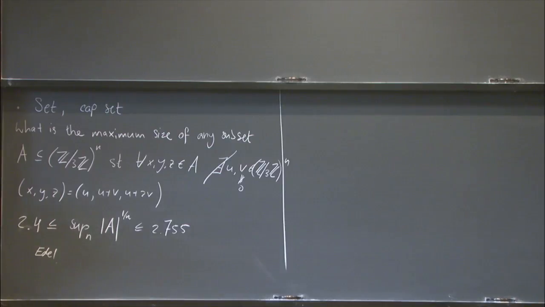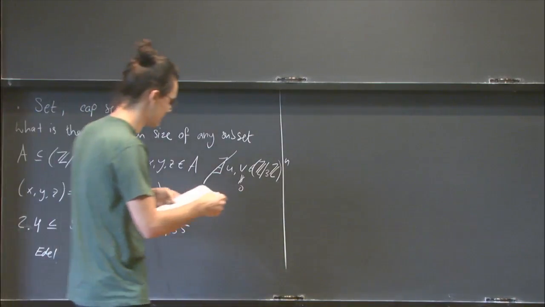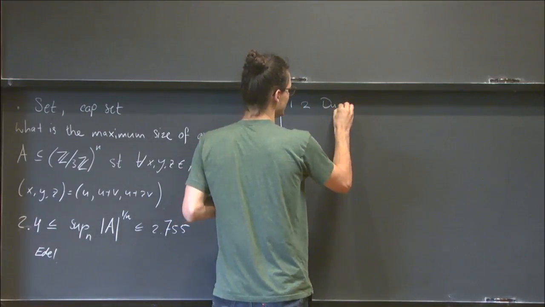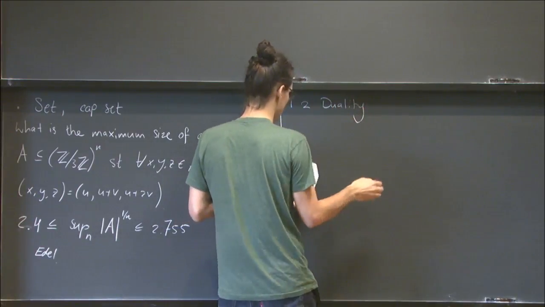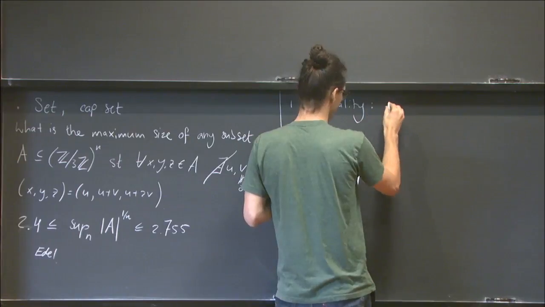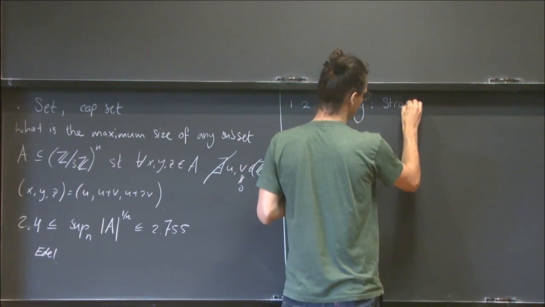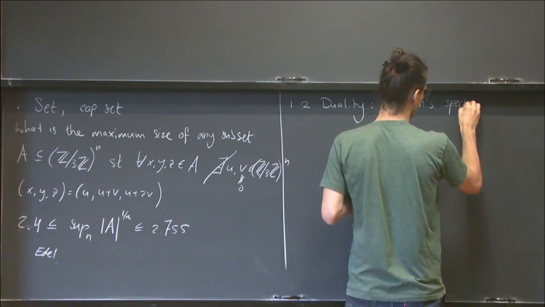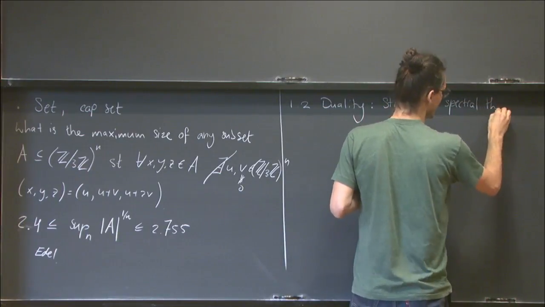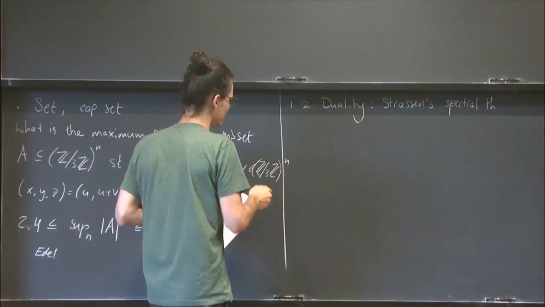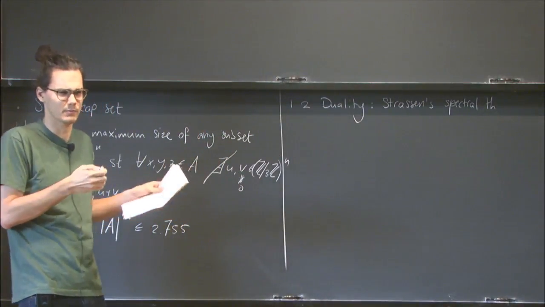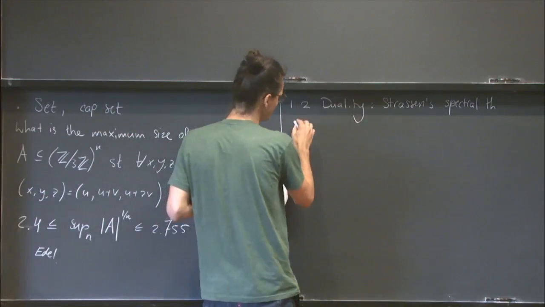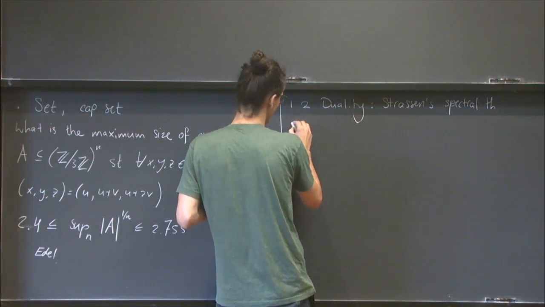So these were the examples, and then we looked at the duality theorem by Strassen, also called Strassen's spectral theorem. This was this abstract theorem, right? And we can apply this theorem to these settings. So what's the abstract theorem? Let me quickly recall this.